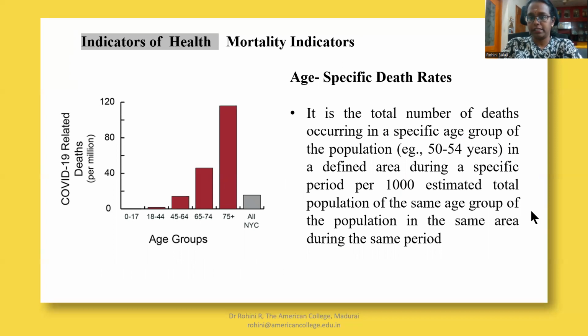Age-specific death rate is the total number of deaths occurring in a specific age group of the population, either from 50 to 54, or from 30 to 35, or from 5 to 20, in a particular area for a particular period of time, due to specific causes of disease or other environmental factors, evaluated per 1,000 of the estimated total population of the same group in the same area during the same period.